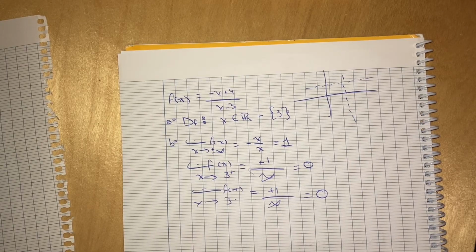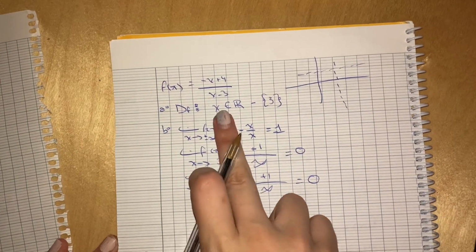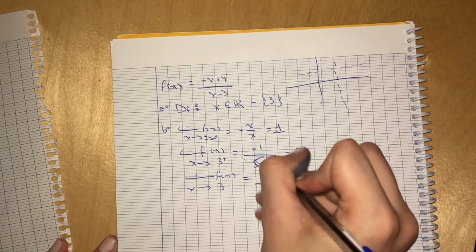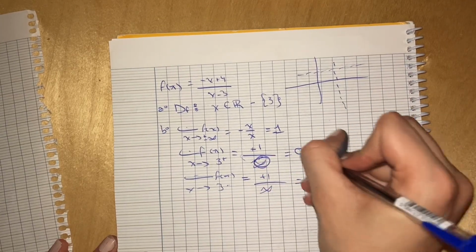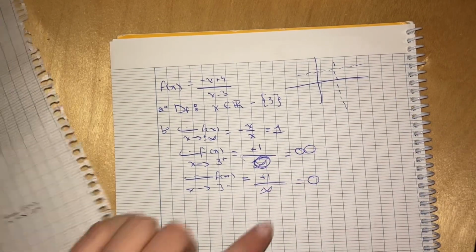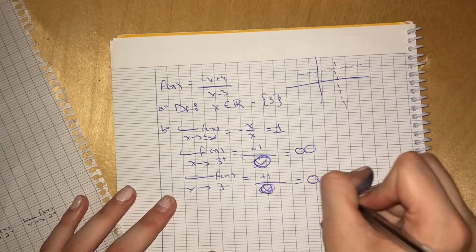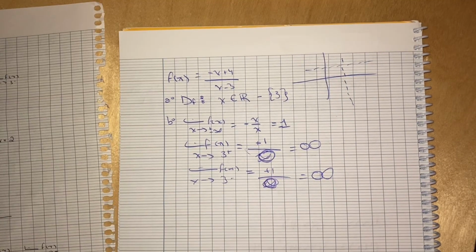Oh, wait, okay, pause. I just made a really silly mistake. 3 minus 3 is not infinity, it's 0. So 1 over 0 is infinity. Again, here, same thing, it's 0. So then this is infinity. There we go. That makes it better.